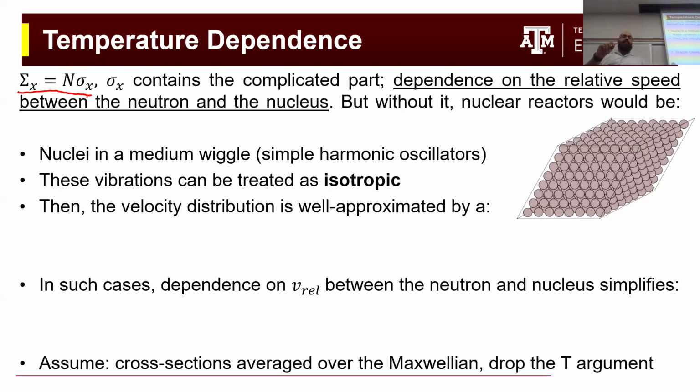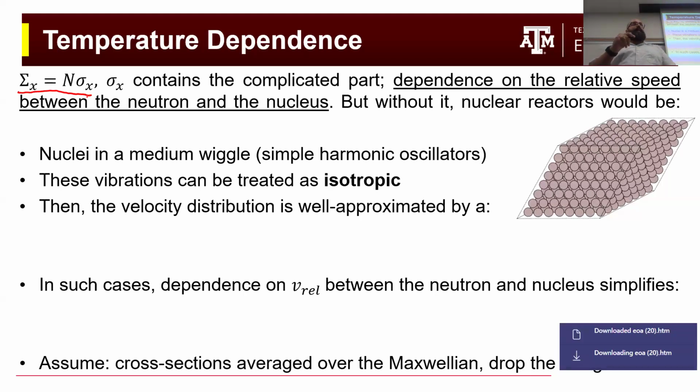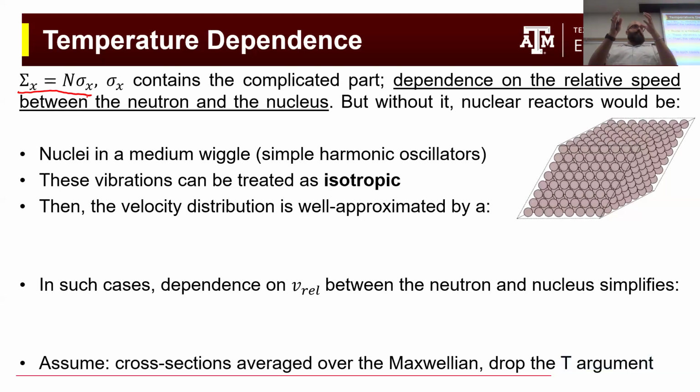In this definition, the most complicated part is due to the microscopic cross section, because that's where the dependence on the relative speed between the neutron and the nucleus is involved. So that dependence is really important. And part of the reason that it's important is because without that dependence on that relative speed between the neutron that's coming in and the nucleus that it's interacting with, our reactors would actually be less safe. So this adds to the safety. The fact that we do have this makes our reactors safer.